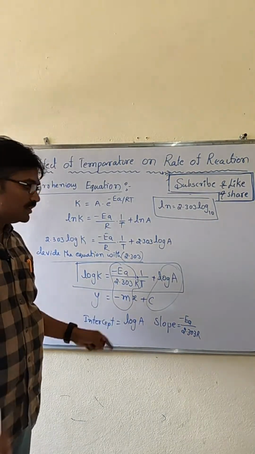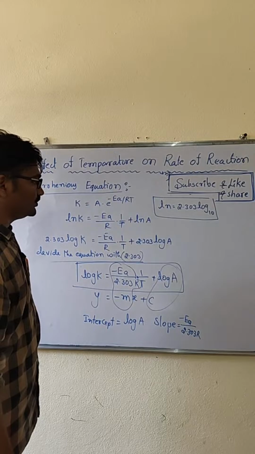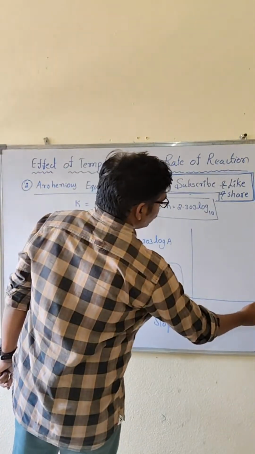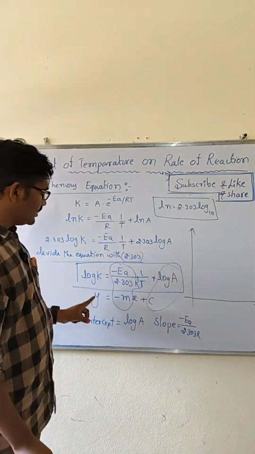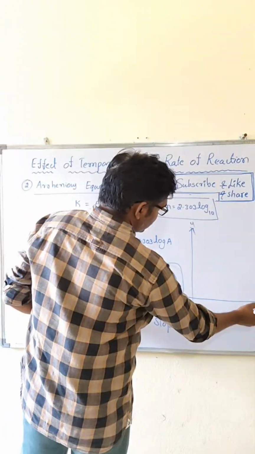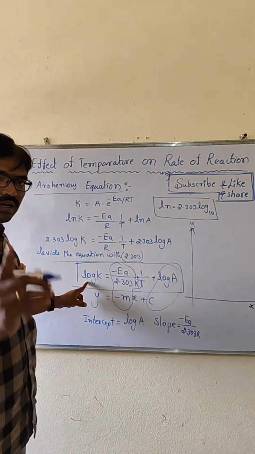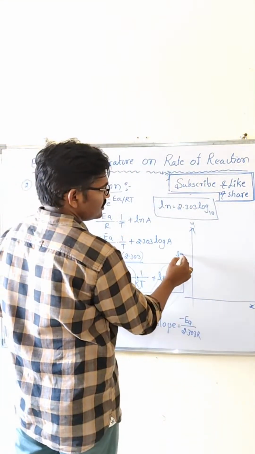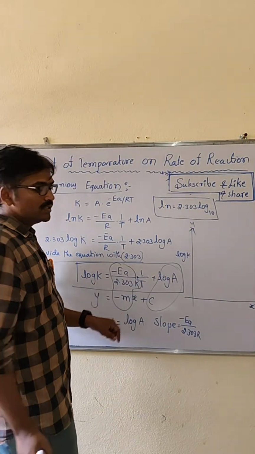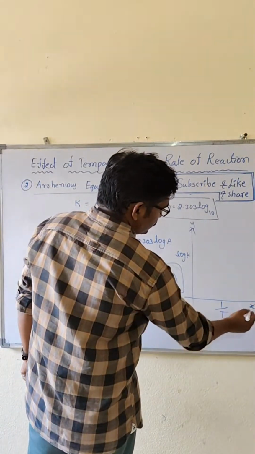Observe the question carefully. What I told: if you draw the graph, on the x-axis and the y-axis, what do you have to take? This is the y-axis and this is the x-axis. On the y-axis you have to take log k. Then on the x-axis you have to take 1 divided by T, nothing but 1 divided by absolute temperature.